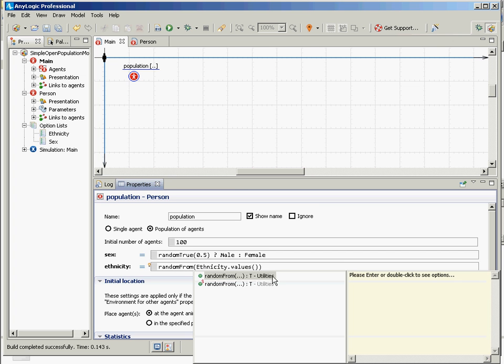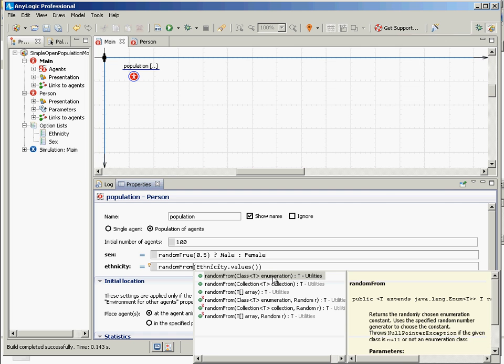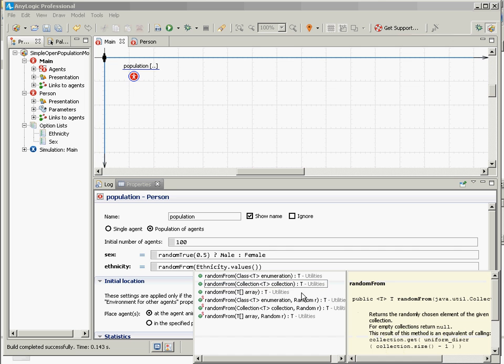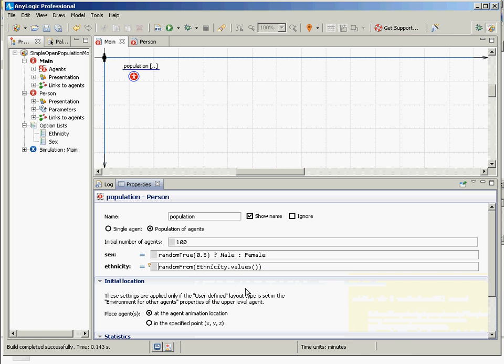Random from, it's in utilities. Let's double click. Random from returns the randomly chosen enumeration constant. Yeah, this is it. Randomly chosen element from there. And in fact, look at that. That's it.